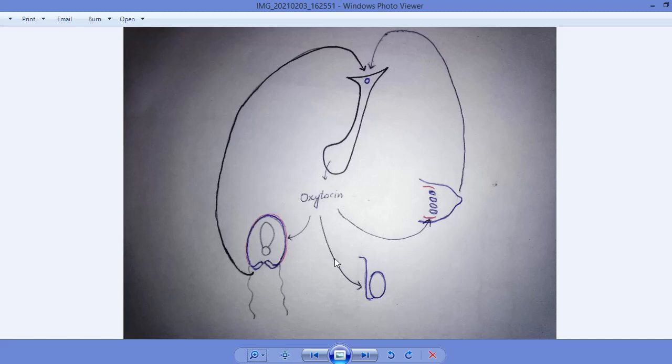The oxytocin is also responsible for the transfer of sperm from the testes to the reproductive tract, that is, the ejection of the sperm. So when the oxytocin is released, the vas deferens is contracted, and the contraction of the vas deferens provides an opportunity for the sperm to be ejected from the vas deferens toward the reproductive tract. So the oxytocin is responsible for the ejection of sperm during ejaculation.